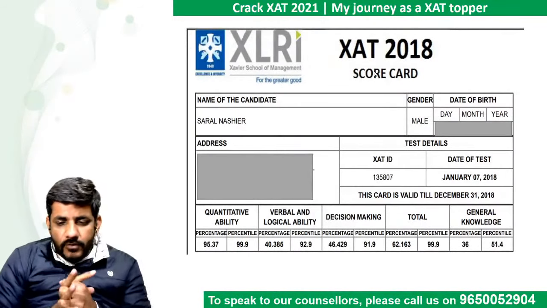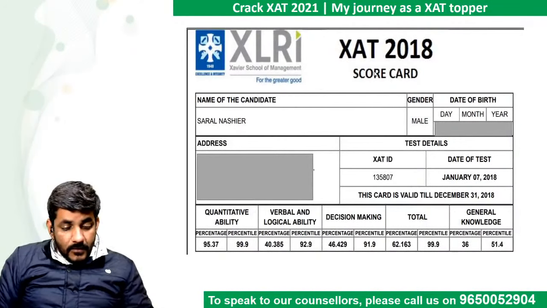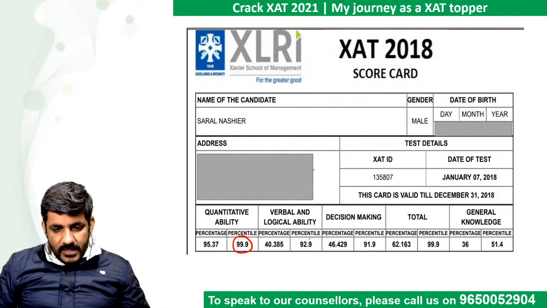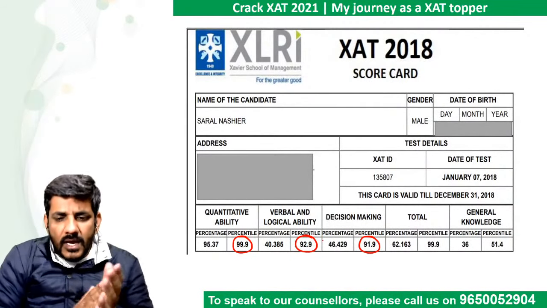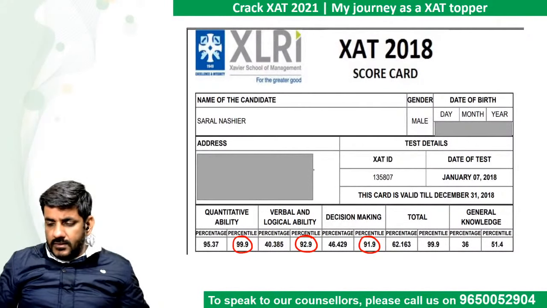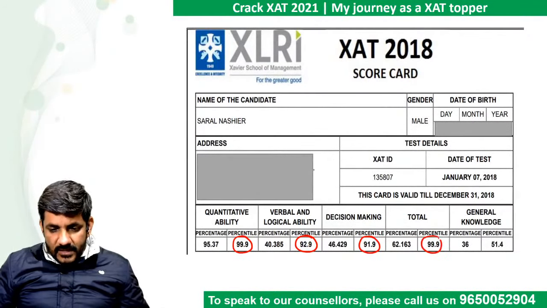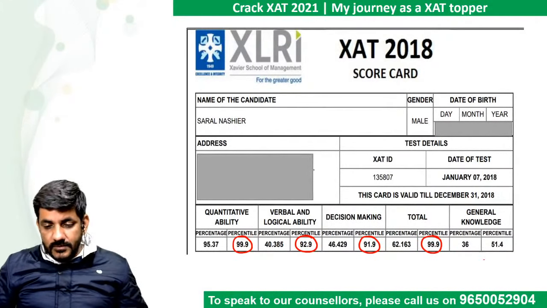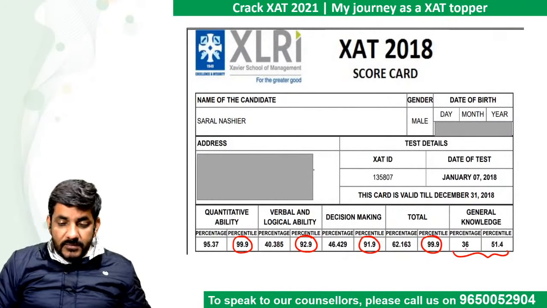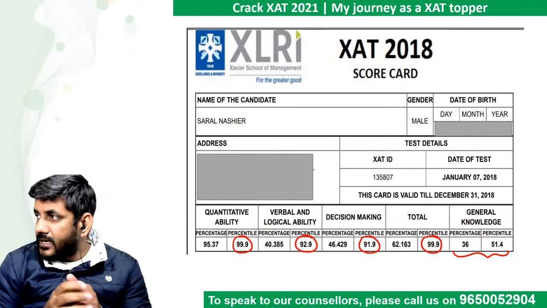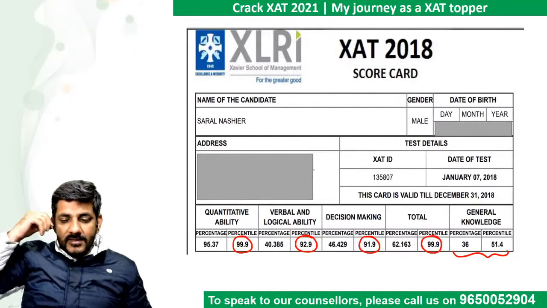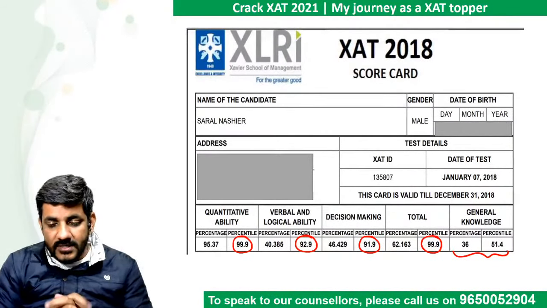Okay. So if you look at this scorecard, right? I have scored 99.9 percentile here in quantitative ability, 92.9 in verbal ability, and in decision making 91.9. As I told you, after the exam went online, I started doing all the three sections. So I saw this that year. Do not look at this score, because first of all I did not want to take admission in XLRI, so I was not serious. Secondly, even if I had been serious, I would not have scored more than this, because my GK is actually this bad. Even this 36%, how did it come, I don't know.